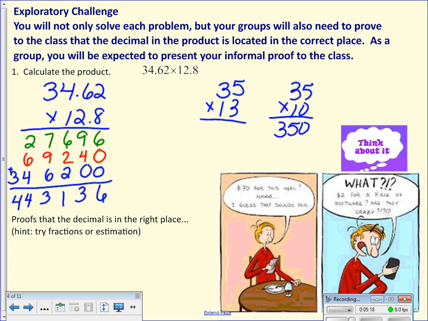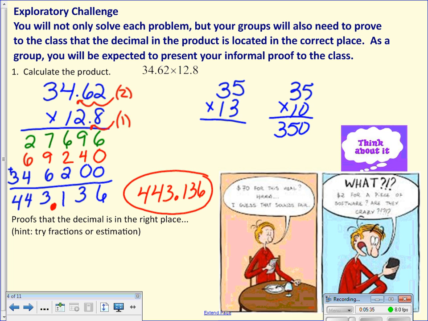Forgot to move the decimal. Well, there are 2 digits after the decimal here, 1 digit after the decimal there. So 2 plus 1 is 3. So I have to move my decimal over 3 places. And then I rewrite my answer so that there's no swing arrows or too many decimals.